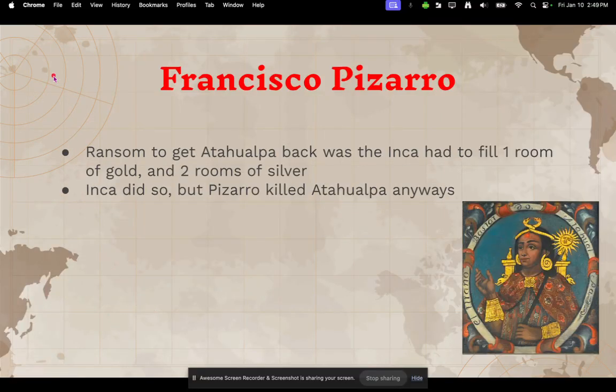So Pizarro, once he had his hands on Atahualpa, demanded a ransom to get Atahualpa back. And the price that the Incas had to pay is that they had to fill one room full of gold and two rooms full of silver. And the Inca people did that. They gave Pizarro the gold and the silver. Pizarro ended up killing Atahualpa anyways.